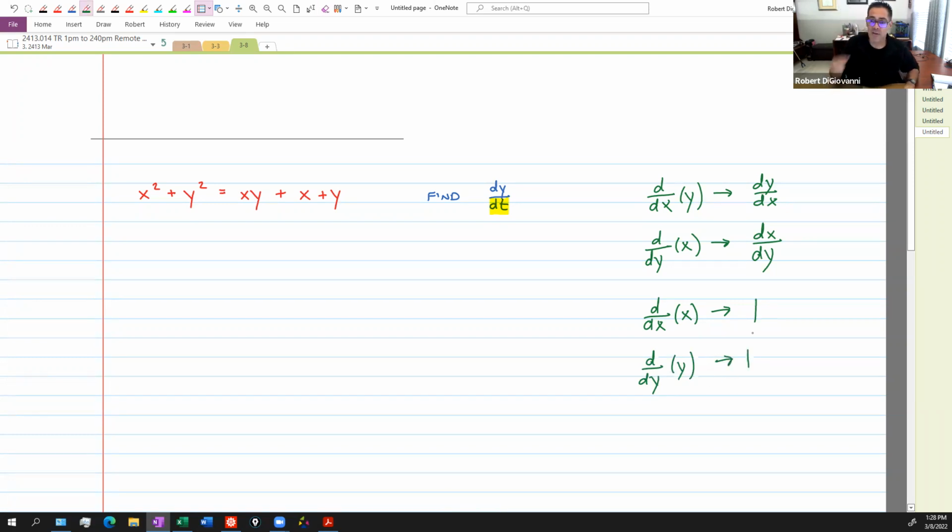So the only time you're ever getting 1 is if the variable you're differentiating with respect to is also one of the variables in the equation, right? If I differentiate x with respect to x, I get 1. Y with respect to y, I get 1. But if these variables are different, you do not get 1, right?